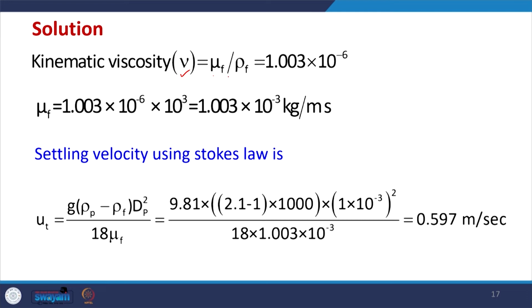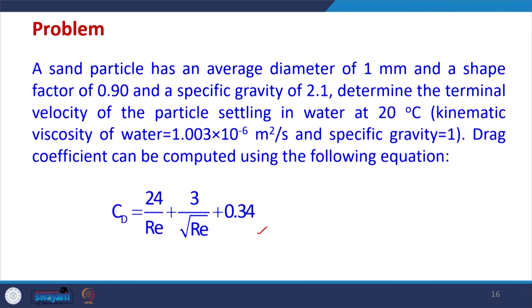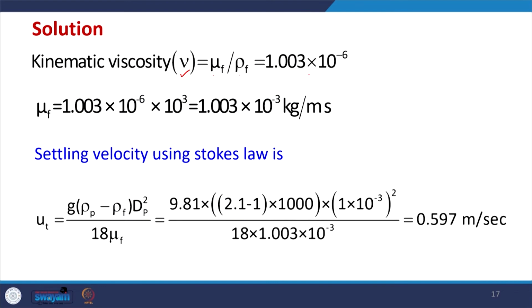So, we have nu f by rho f is equal to this. So, this value is already given. So, kinematic viscosity is given. So, we can find out nu f also. So, this is multiplied by the density. So, specific gravity is already 1. So, we can find out this. Now, for the settling velocity, what we are doing first is assuming that, okay, the Stokes law region is valid. So, if this is valid, we find out the velocity using this.